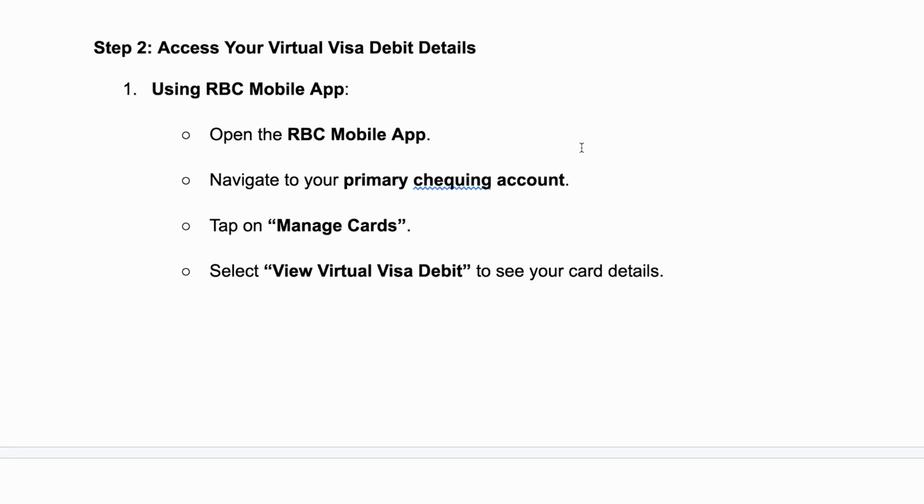To then access it, if you're using the RBC mobile app, open up the RBC mobile app and navigate to your primary checking account. Tap Manage Cards and then select View Virtual Visa Debit to see your card details.